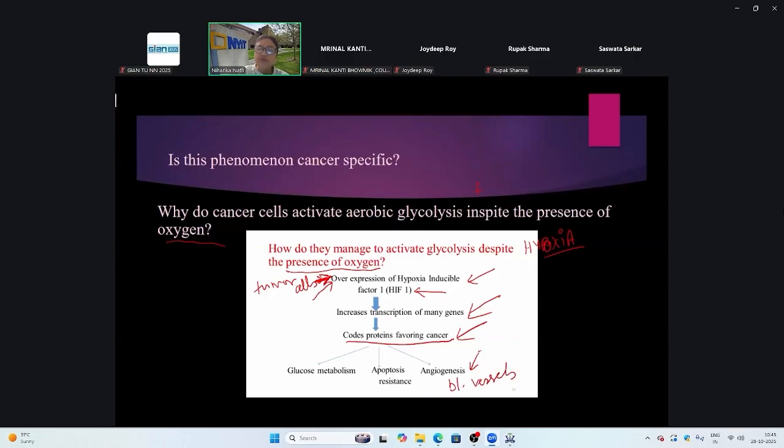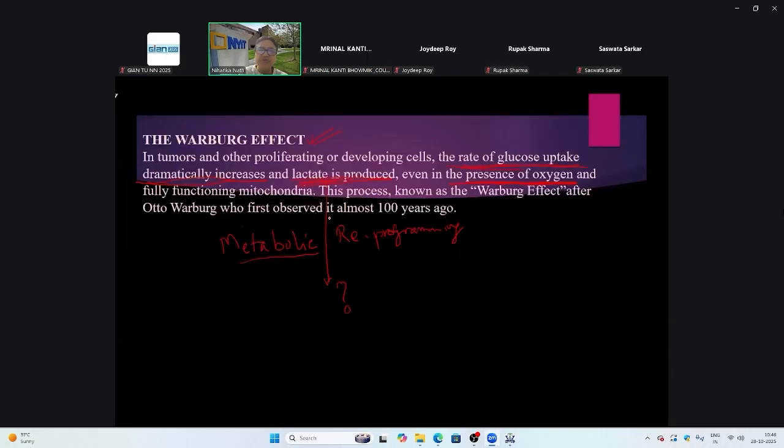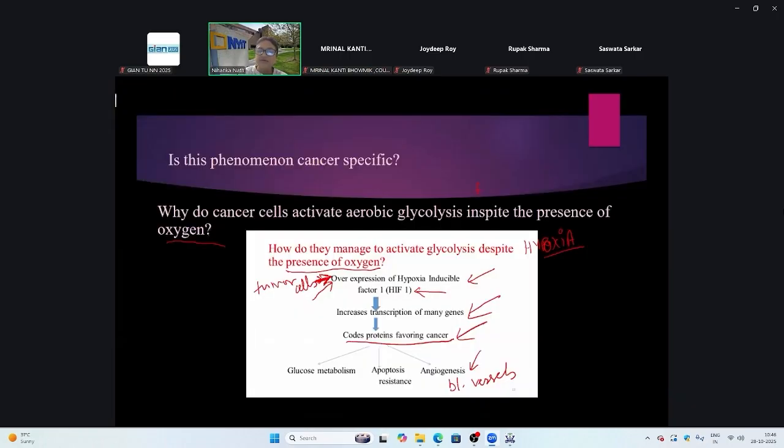So it seems that by using glucose without using oxygen, and by producing lactate, there is some benefit to the cells. One is that blood vessels will now be made, and guess what? Cells will refuse to take the signals for apoptosis. Apoptosis means cell death. They will be resistant.